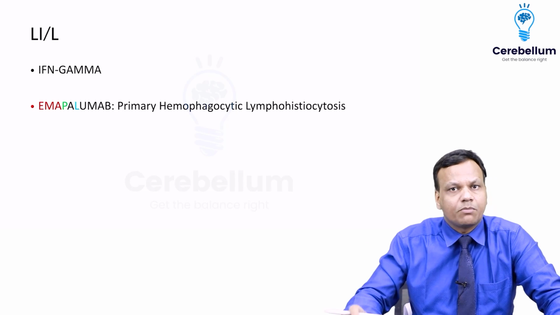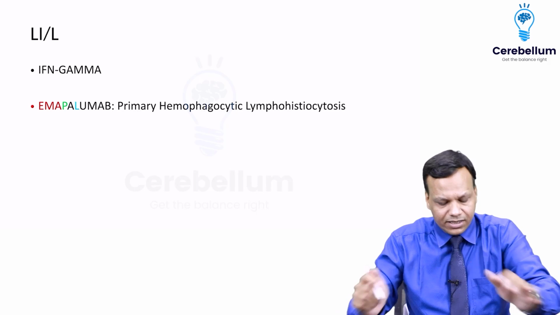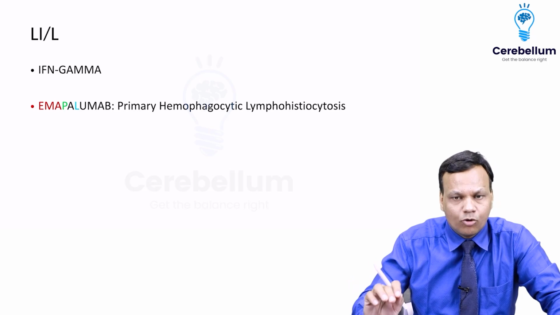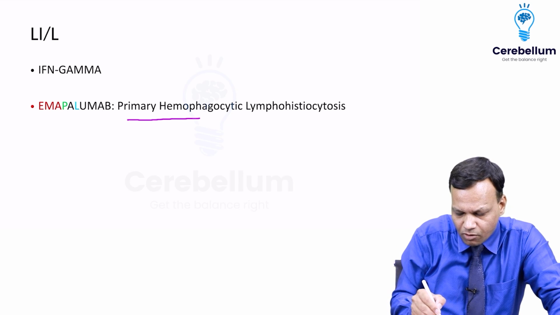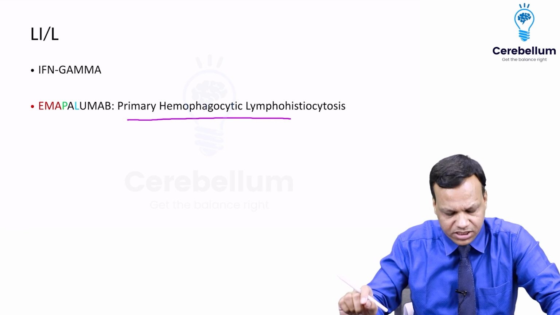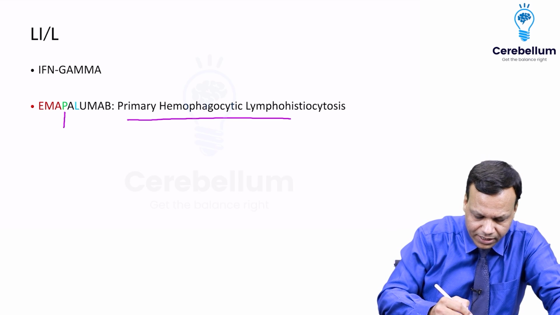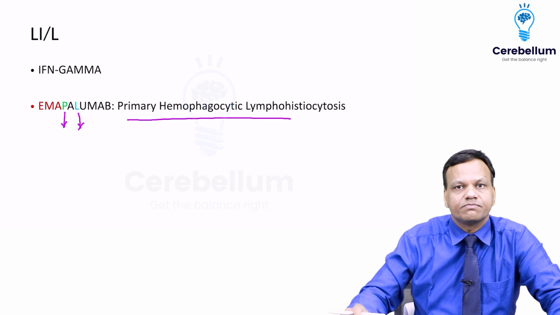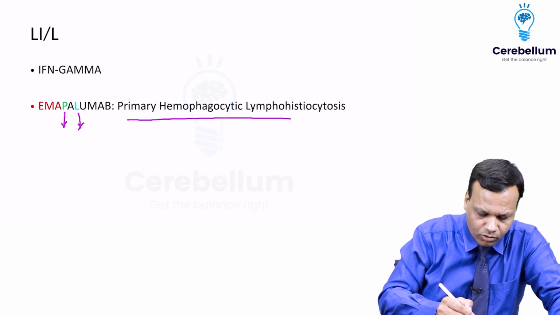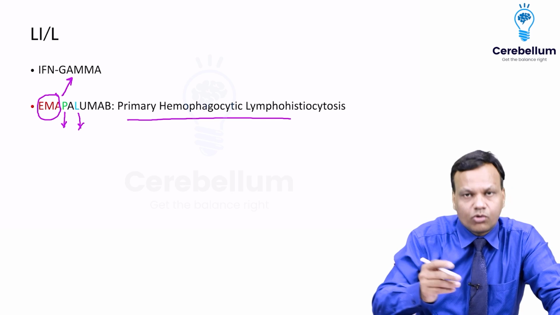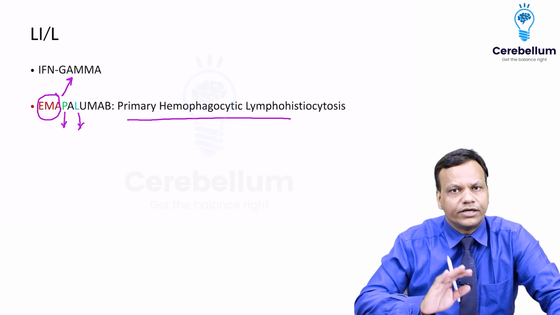Next is monoclonal antibody against interferon gamma. It is emapalumab. You can remember emapalumab is used for primary hemophagocytic lymphohistiocytosis. So it is used for primary lymphohistiocytosis. And Ema looks like gamma, so it is against interferon gamma. Okay, no need to remember.